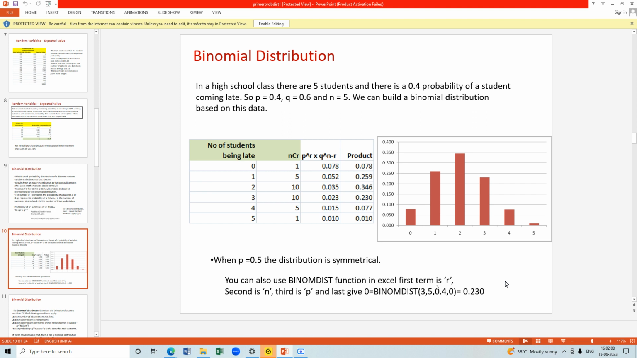You can also use an Excel function called BINOM.DIST. And how to use it? The first term after BINOM.DIST is r, comma n, comma p, and the last you can give the default equal to 0. So for example, if you want to calculate the probability of the number of students being late equal to 3, it will be BINOM.DIST(3, 5, 0.4, 0), where 5 is n, 0.4 is p, and 0 is the default value. You get 0.230.